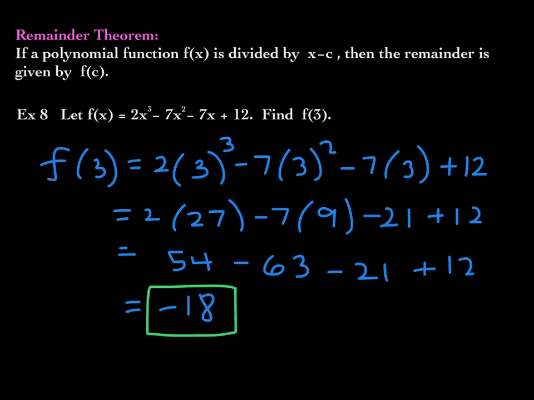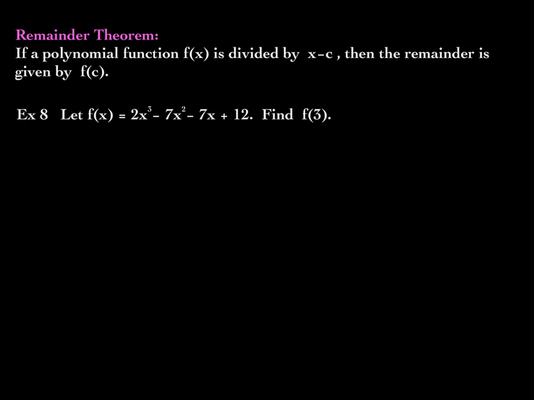Now, let me show you that the remainder theorem says that a polynomial function, when it's divided by x minus c, then the remainder is f of c. So if I use synthetic division, the remainder of my synthetic division will be the same as f of c. You're going to see that I can use synthetic division, and the remainder will be negative 18. So let me actually do this. Let me get rid of this for you, and then use synthetic division. Your coefficients are 2, negative 7, negative 7, positive 12.